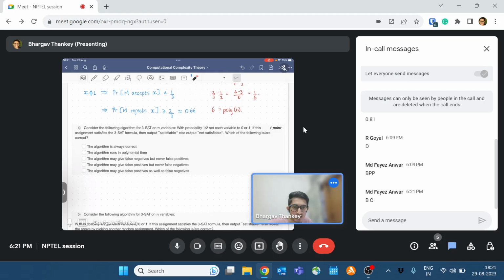Okay, someone mentioned B and C. Yeah, the algorithm runs in polynomial time. That is correct. And the algorithm may give false negatives but never false positives. Yeah, that is also true. Okay, so is it clear to everyone that the algorithm runs in polynomial time? Yes. Okay, and why does it give false negatives but not false positives? Can you first tell me why it can give false negatives and then why it can't give false positives?